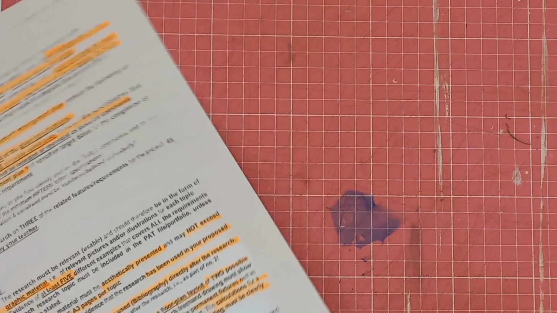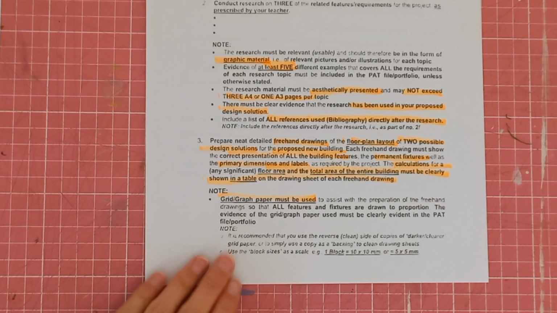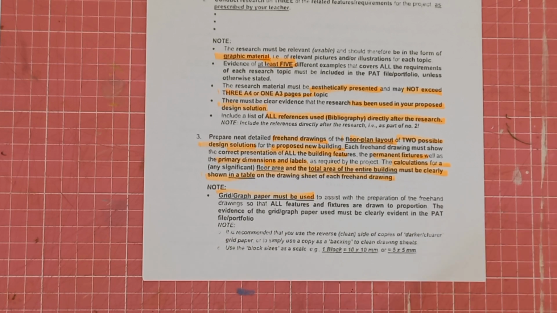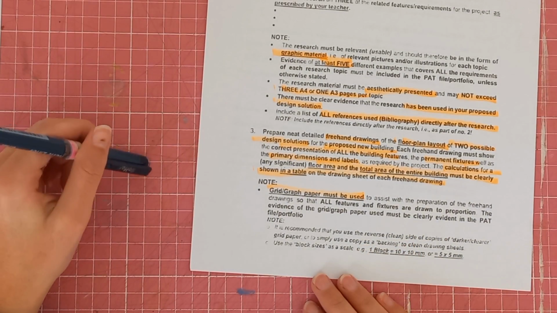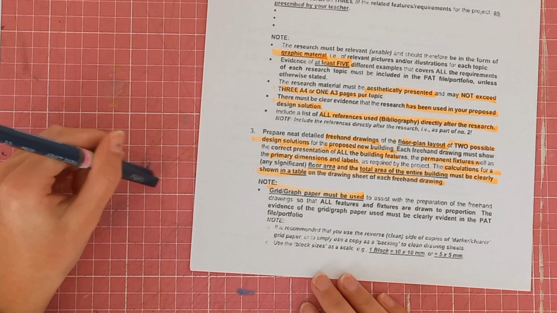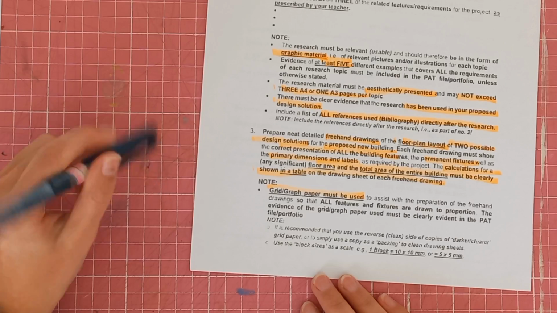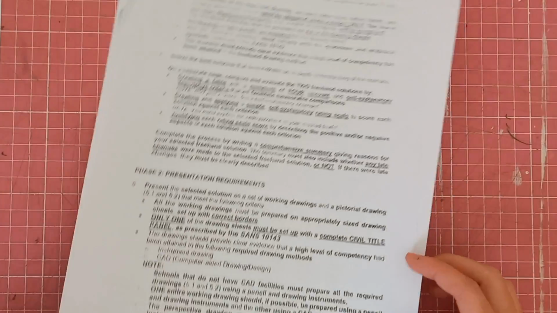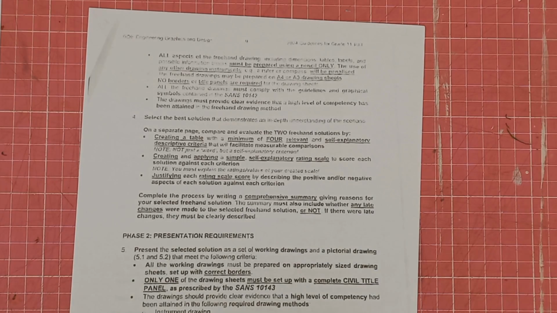And then it says use block sizes as a scale. Example, 1 block equals 10 by 10 millimeters, or 5 by 5 millimeters. So this is obviously 1 centimeter by 1 centimeter. Perhaps it might be smaller, and you might have 5 by 5 millimeters, sorry. But yeah, so you're going to need to do that.